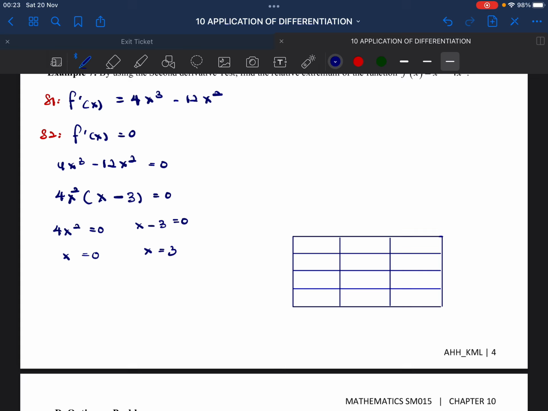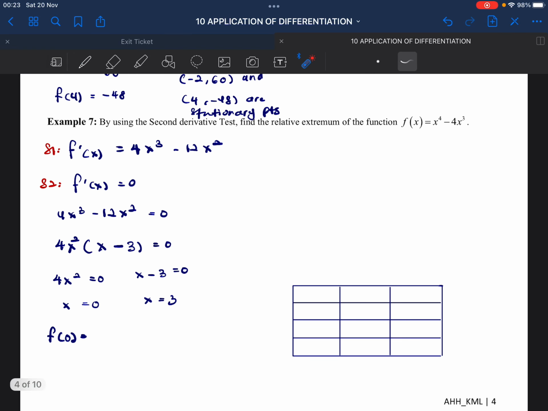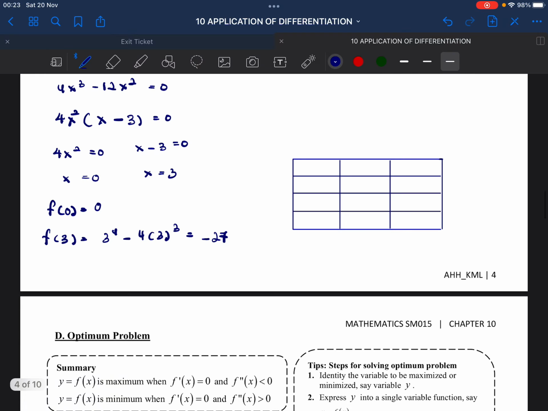Okay, we already have our x, and then we want to find our y. Just sub into the original function. F0 is equals to, obviously, 0 lah. Okay, F3 is equals to 3 power 4 minus 4 times 3 cube, which is equals to negative 27. Okay, so we have 0, 0 and 3, negative 27 as our stationary point. So make sure you write this so that tak ada masalah untuk kamu tulis apa satu point kamu. Okay, apa maximum or minimum point.